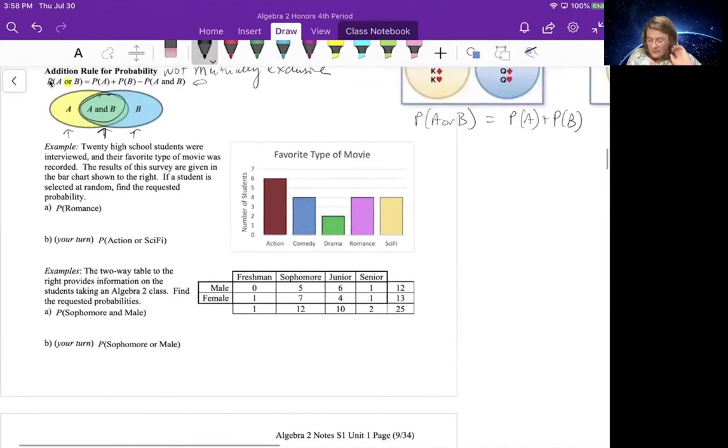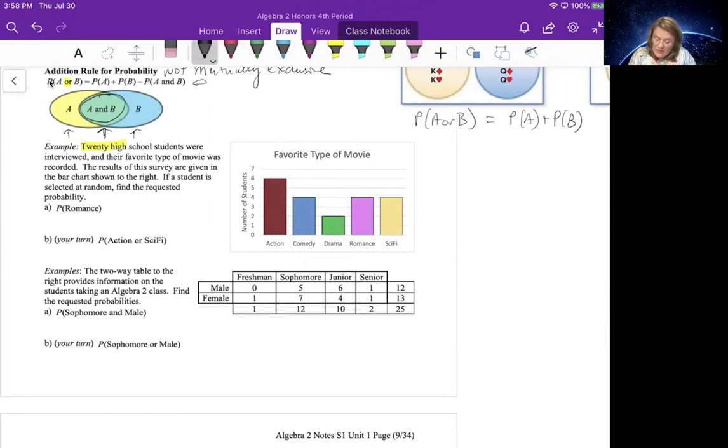All right, so take a look. Example: 20 high school students were interviewed and their favorite type of movie was recorded. The results of this survey are given in the bar chart to the right. If a student is selected at random, find the requested probability. A couple things I want to point out. How many students do I have? I have 20. I can figure that out because it told me, or I could add up the number of students for the different groups. Action, comedy, drama, romance, and sci-fi add up to 20 students.